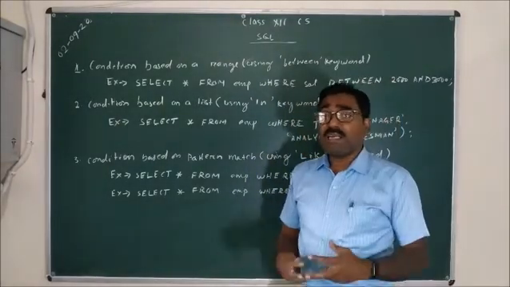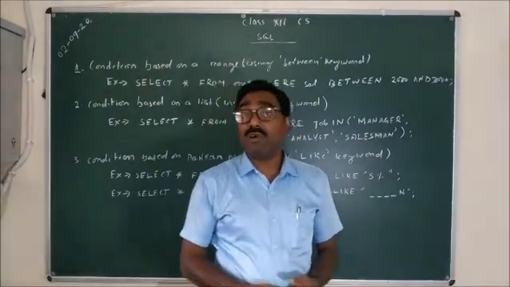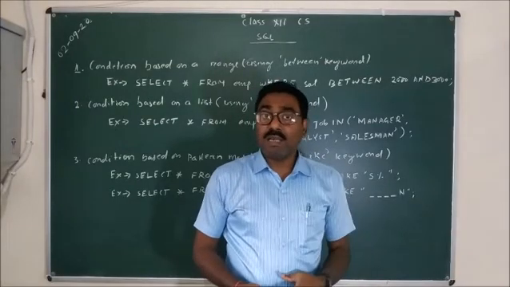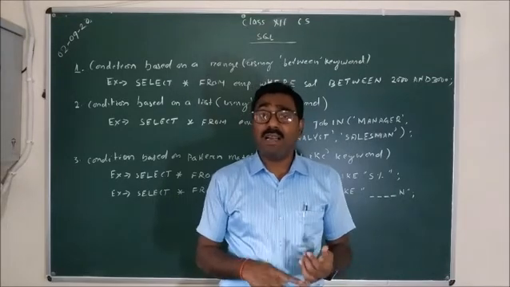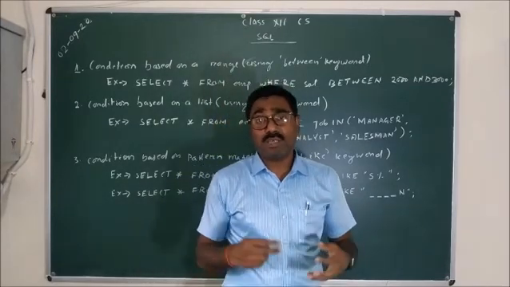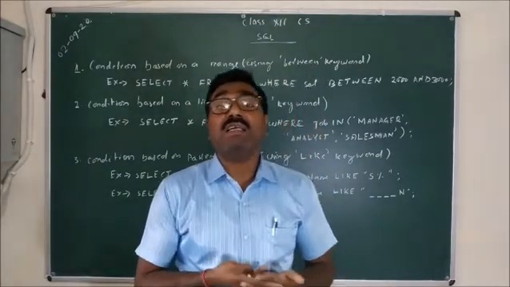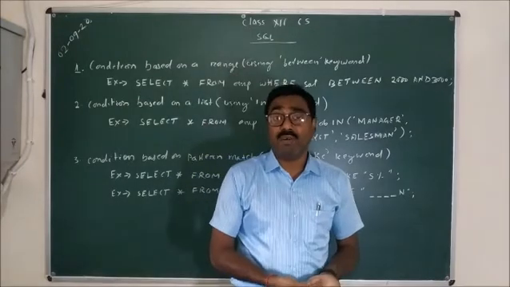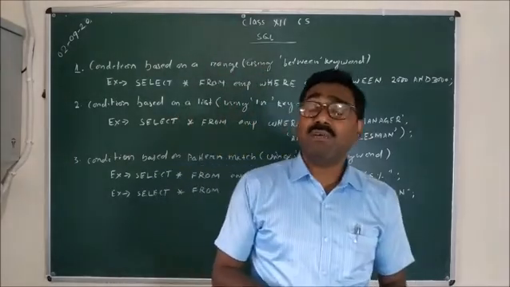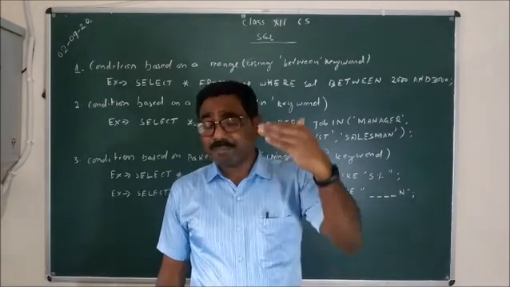The second keyword is the in keyword, used for a condition based on a list of values. Generally the range of values are numerical values like salary, commission, marks. But when the values are in character format or in date and time format, then for assigning more than one value to a condition, we have to use the in keyword, which is known as the based on a list.